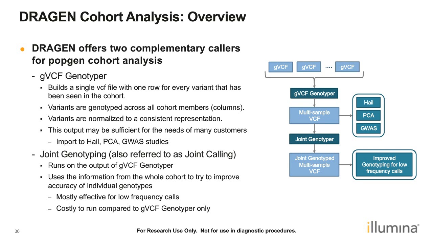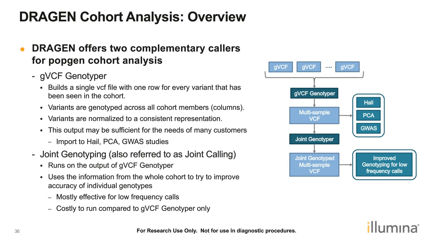And it's broken down into two steps here, where you have a GVCF genotyper, which basically creates your variants, which are genotyped across all the cohort members, so basically columns per sample. And this is something that could be directly used for GWAS studies, or you can input them into HAIL or others. And many of our customers just feel comfortable to stop at this point. The data that we put out as a multi-sample VCF is sufficient for their GWAS studies, right?